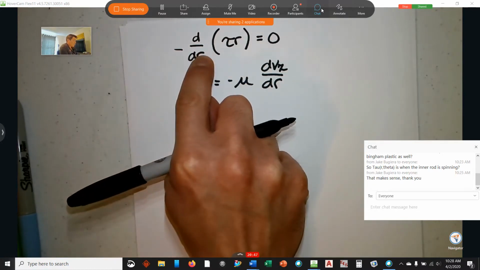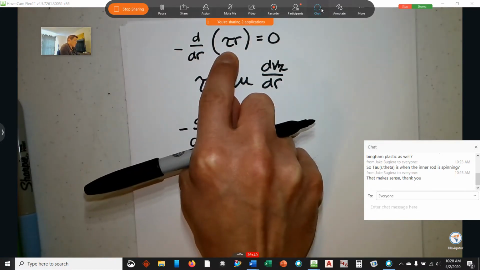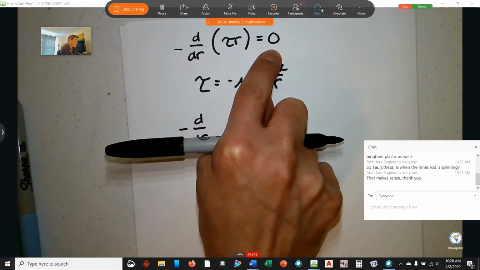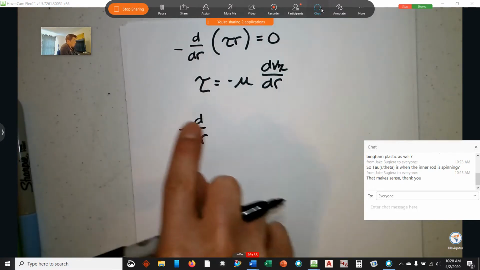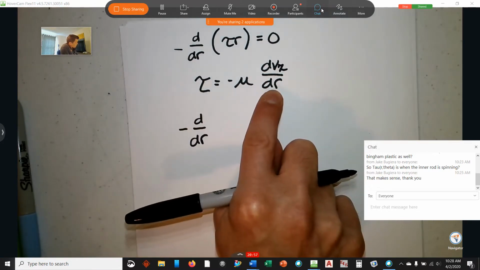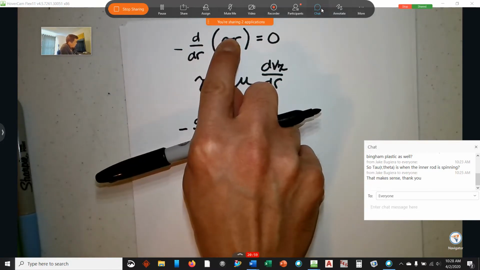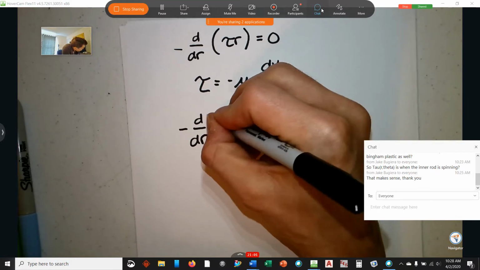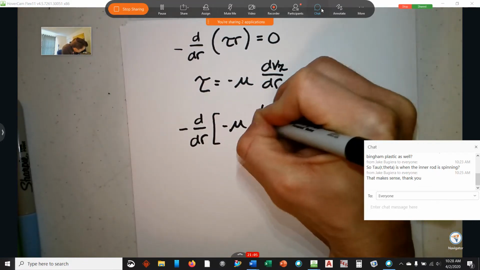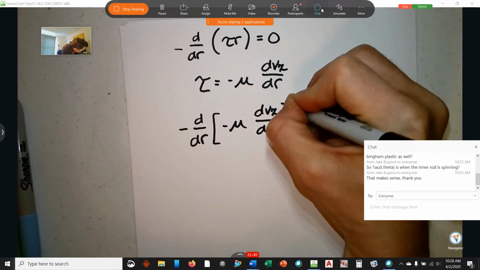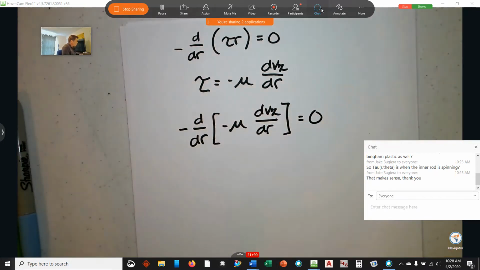We know that this is telling us that the shear times the radius is constant in our system, right? This is equal to 0, the derivative, so this is constant. And we want a velocity profile out of this, so we will replace tau, negative mu dvz dr, equal to 0.